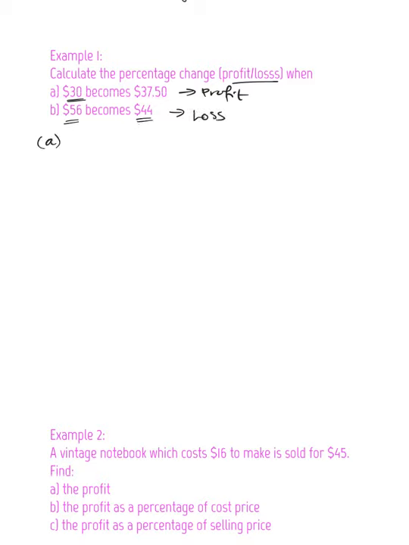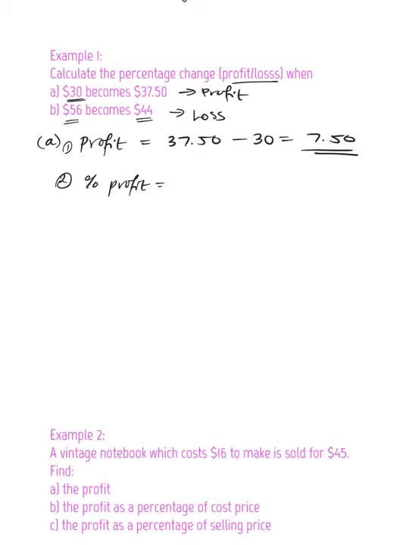So let's start off with part A. Part A says $30 becomes $37.50, so we know that's a profit. So let's find what the profit is. The profit is $37.50 take away $30, so there's $7.50 profit. Now that's step one, and step two, we need to find the percentage profit. And that is, remember, the profit in dollars, which is $7.50 over the cost price that we generally look at, and that's 30, and times that by 100%, and that gives us 25%.